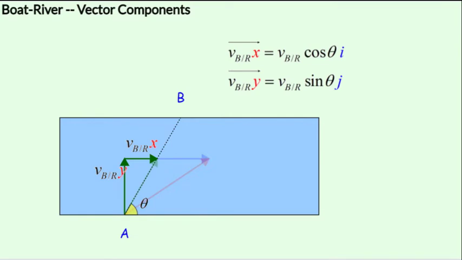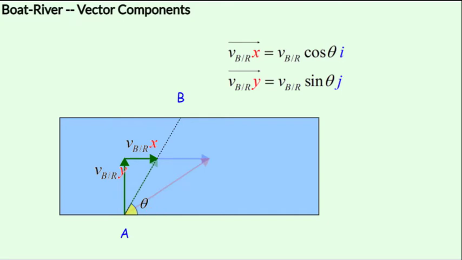We resolve the vector VB with respect to r into VB with respect to r x, which is the component along the x-axis, and VB with respect to r y, which is the component along the y-axis. So the x-axis component will be VB with respect to r times cos of theta, and the y-axis component will be VB with respect to r sine of theta, and here theta is the angle made with the horizontal.